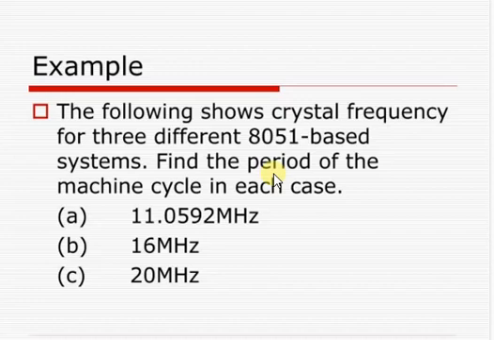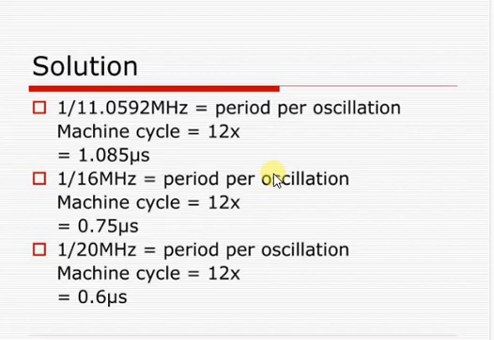For example, the crystal frequencies are 11.0592 MHz, 16 MHz and 20 MHz. For the 11.0592 MHz, 1 by 11.0592 MHz is equal to the period per oscillation. Machine cycle is equal to 12 into x. Therefore, that is equal to 1.085 microseconds for the 11.0592 megahertz.